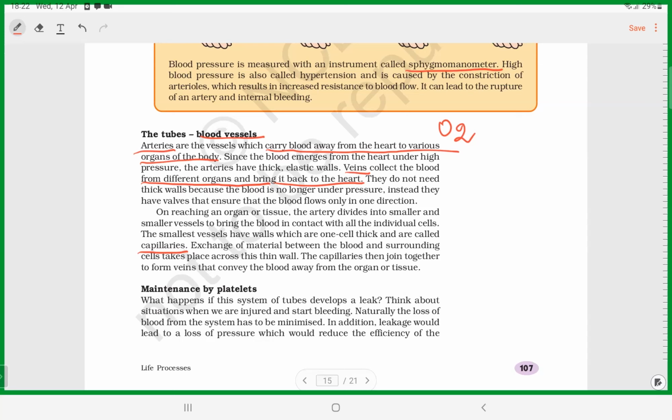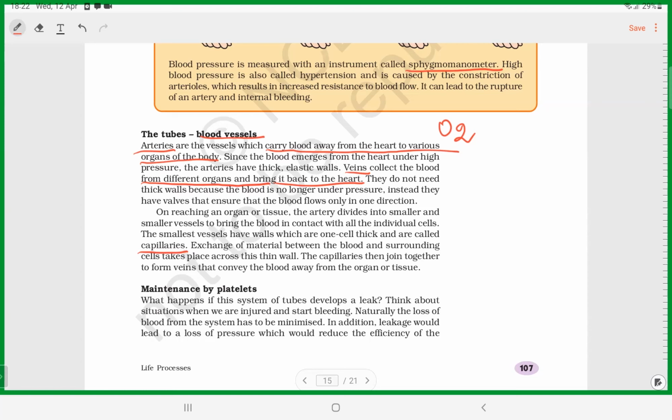What is the pulmonary artery? Always artery is for oxygenated blood, but the pulmonary artery carries deoxygenated blood from the heart to the lungs. What is the pulmonary vein? From the lungs to the left atrium, the pulmonary vein carries oxygenated blood. So the exceptions are the pulmonary artery and the pulmonary vein. Okay, fine.